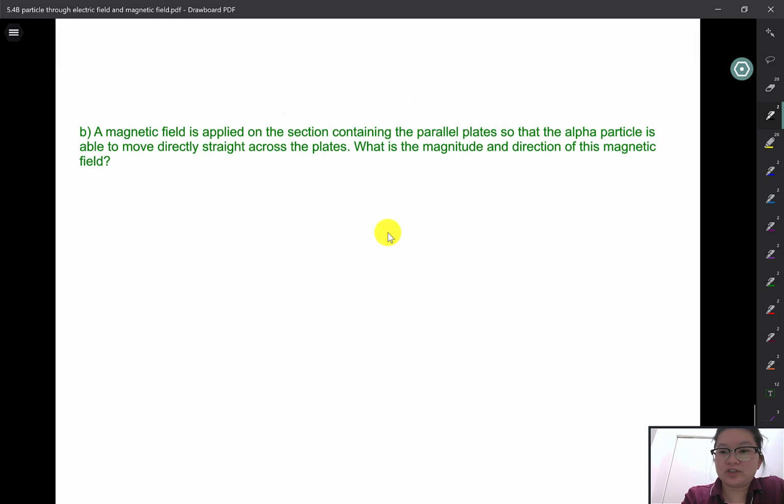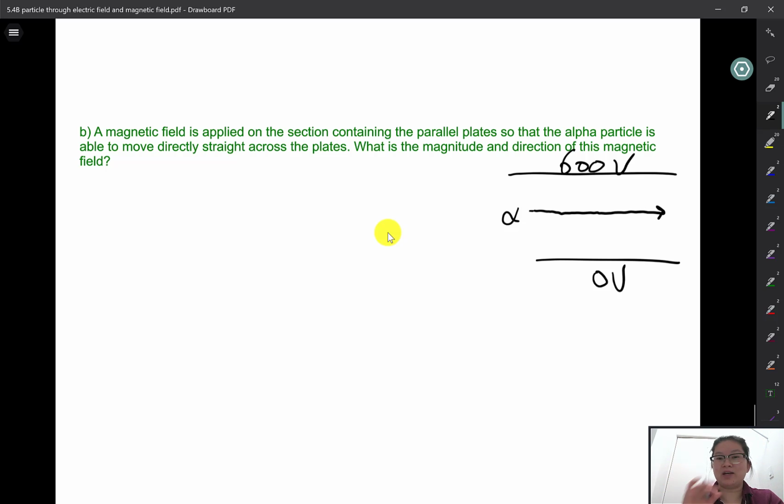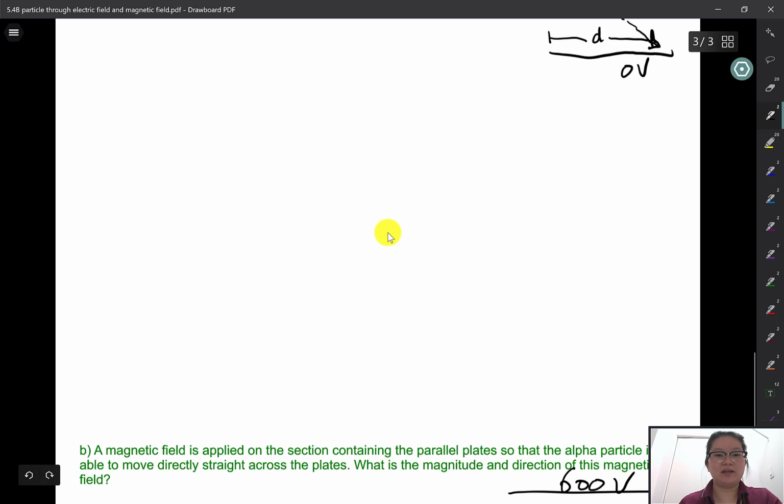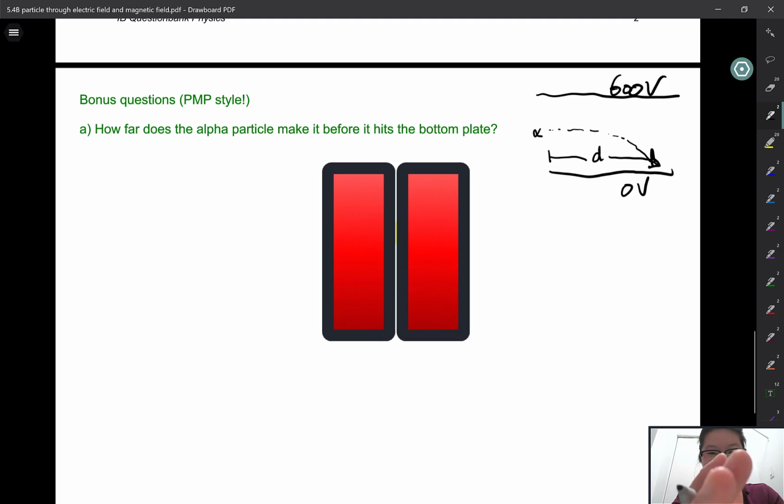Then the next question: you have a magnetic field which will be applied in the section where the parallel plates are, so that this alpha particle moves exactly straight across the plates without any deviation in its path. The question is, what must be the magnitude and direction of this magnetic field in order for this alpha particle to move straight across? Okay, so guess what? Good time to pause the video before I go over the question.